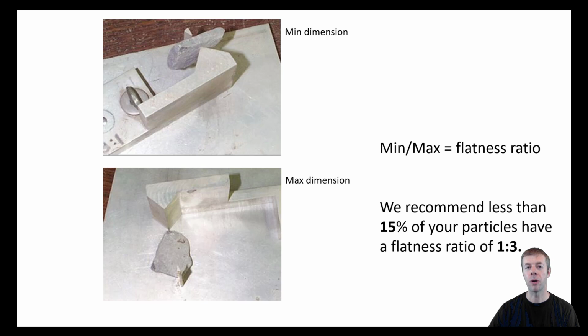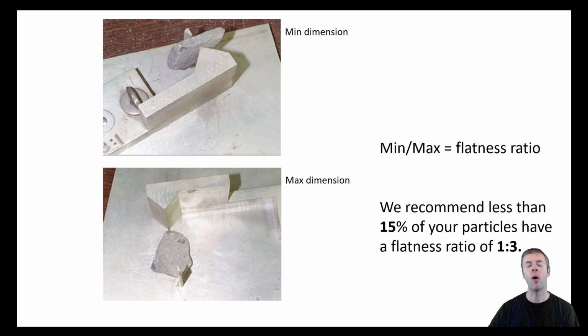Now, does that mean we can't make concrete with flat and elongated particles? No, it doesn't. You can, but you might need more paste. You might need more cement and water. That may impact your cost, your durability, maybe strength. These are things you have to think about. These are the trade-offs that come up over and over and over again when you talk about concrete mixtures.